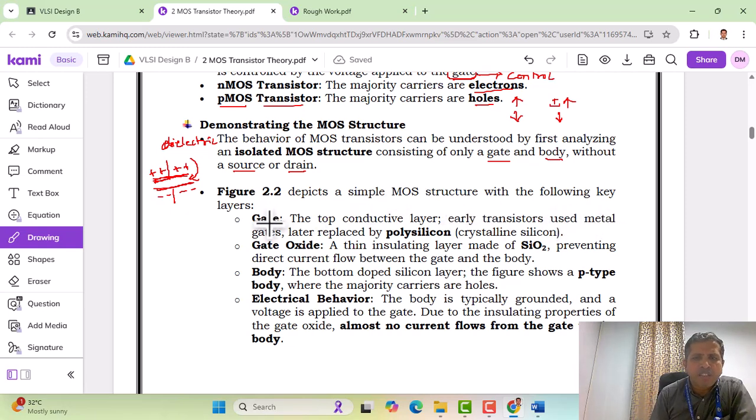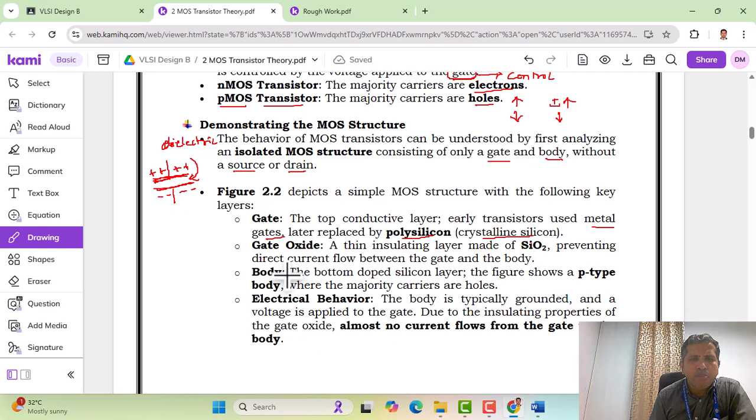It has got a gate. The gate is going to be the conductive layer. Early transistors used a metal to form the gate. Later, it was replaced by polysilicon, or crystalline polysilicon. That was the gate material. Followed by this, we have a gate oxide, a thin insulating layer, which is nothing but silicon dioxide. This prevents the current flow between the gate and the body, and that is called the gate oxide. So that is the second layer in the MOSFET.